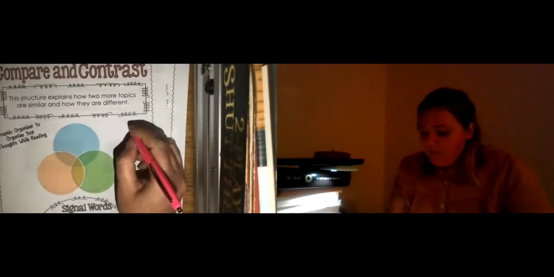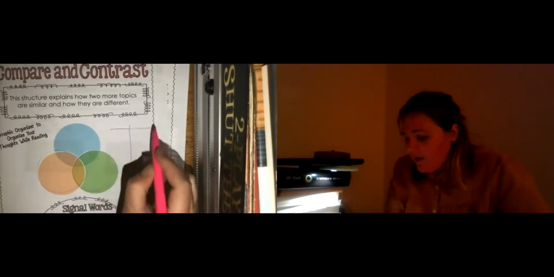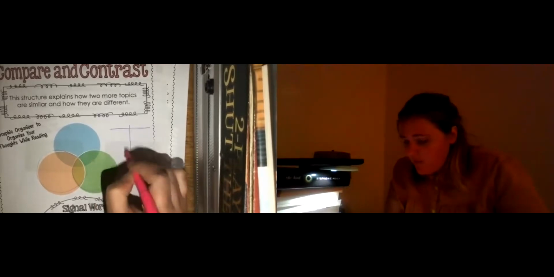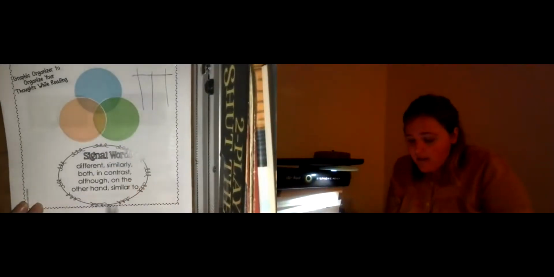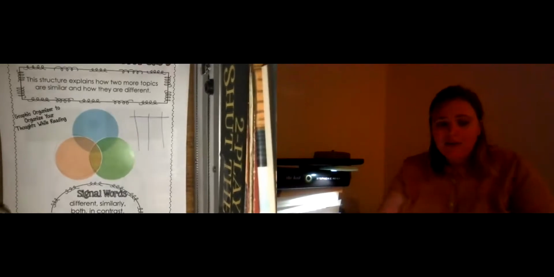Another thing that we've used before is what we call a T-chart, where we chart our information from the text, or our notes from the text, like this in columns. It could be 3 columns, 4 columns. Anyway, just to help you remember that. Okay, and then some of the words can be like different, similarly, both, in contrast, although, on the other hand, similar to. Okay, those are just some of the signal words.